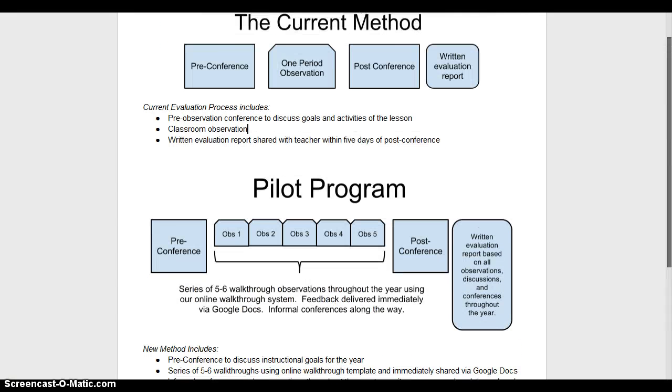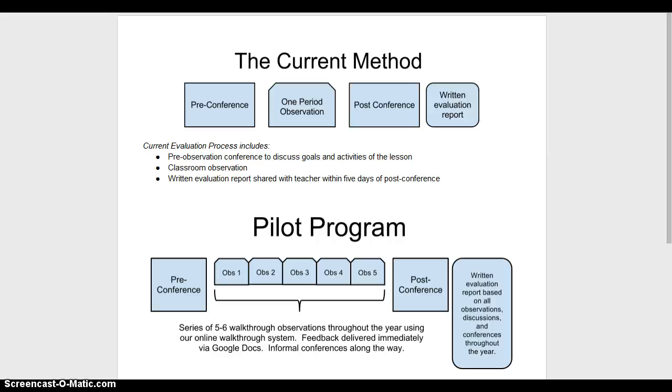Hi, this is a brief explanation of two different observation methods that we have for this year. You're getting this email because you're on observation cycle, which in Okoboji is once every 3 years. Or if you're new to the district, as maybe a first-year teacher or a teacher that's returning with many years of experience, but this is your first time in Okoboji, you are on cycle as well.